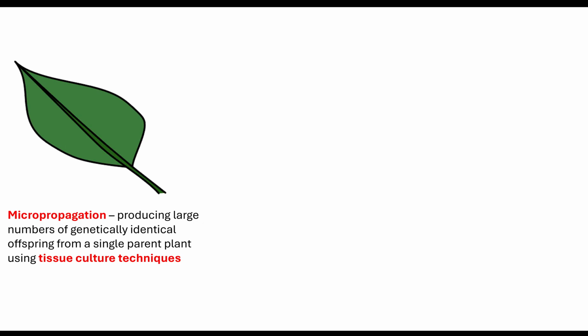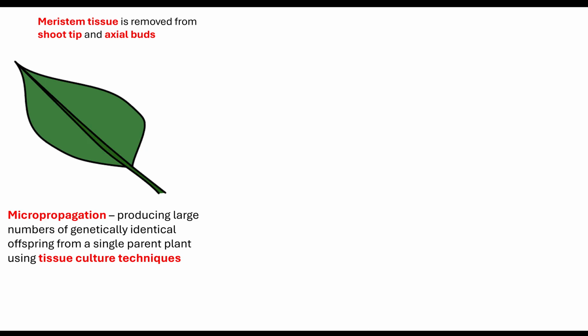So the other way in which we can do artificial cloning is called micropropagation. So micro, small, propagation, producing large numbers. And these plants are going to be genetically identical from a single parent plant. And we do that through using what's known as tissue culture techniques.